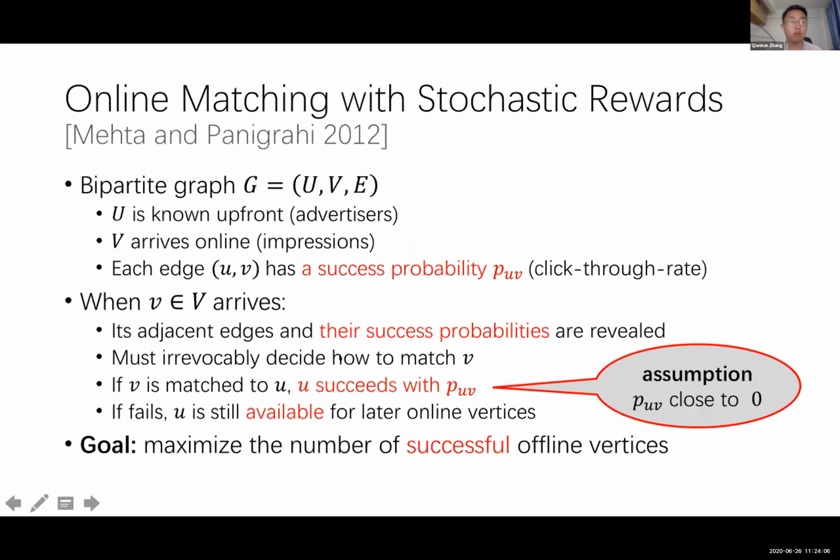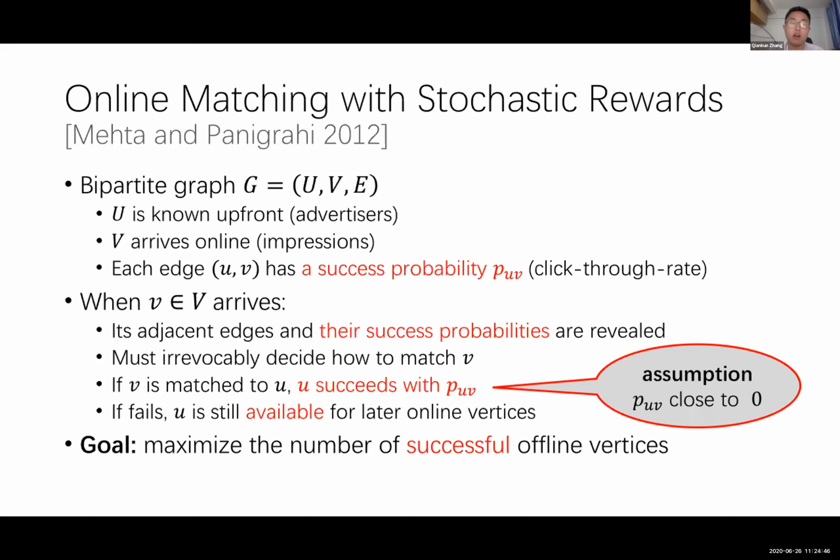Let me first introduce the model called online matching with stochastic rewards, which was first introduced by Mehta and Panigrahi in 2012. The model gives a bipartite graph G with vertex sets U and V and edge set E. Vertices in U are known upfront to represent advertisers in the online advertising platform, and vertices in V arrive one by one to represent impressions. Each edge UV has a success probability PUV to describe the click-through rate.